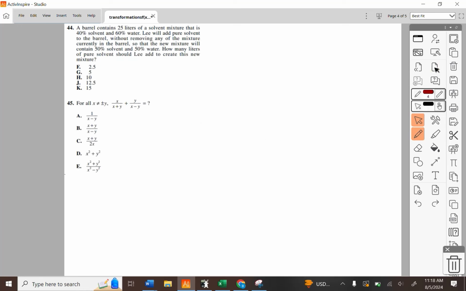4, a barrel contains 25 liters of a solvent mixture that is 40% solvent and 60% water. Lee will add pure solvent to the barrel without removing any of the mixture currently in the barrel, so the new mixture will contain 50% solvent and 50% water. How many liters of pure solvent should Lee add to create this new mixture?